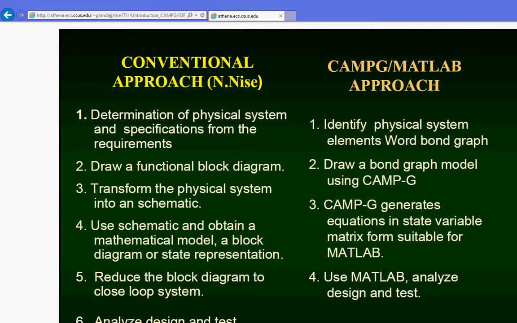In this new approach, you identify the physical system elements using words to identify what they are, then draw the bond graph and enter this into CAMG. Once CAMG takes over, it generates the differential equations and the state matrices in symbolic form in the form of M files. So CAMG basically delivers the system to MATLAB. And then we use MATLAB to analyze the design.